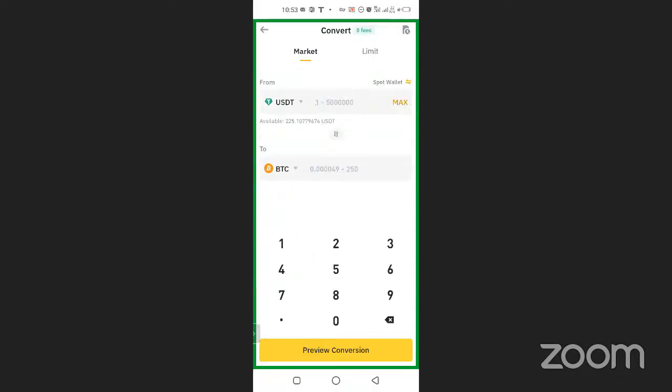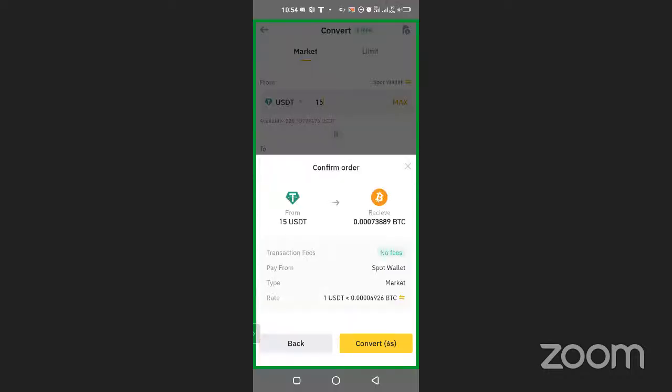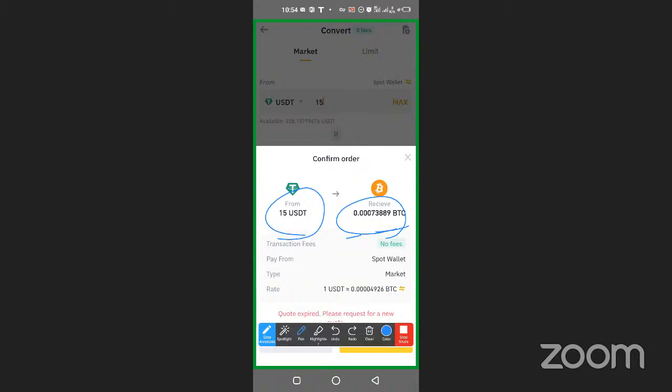Then you come on top here and put 15 USDT. You see the pre-conversion. They will give you that 15 USDT is equal to 0.007. So I rounded 7 to 8. So if you have $500, you just double. You just increase your first buy-in amount.